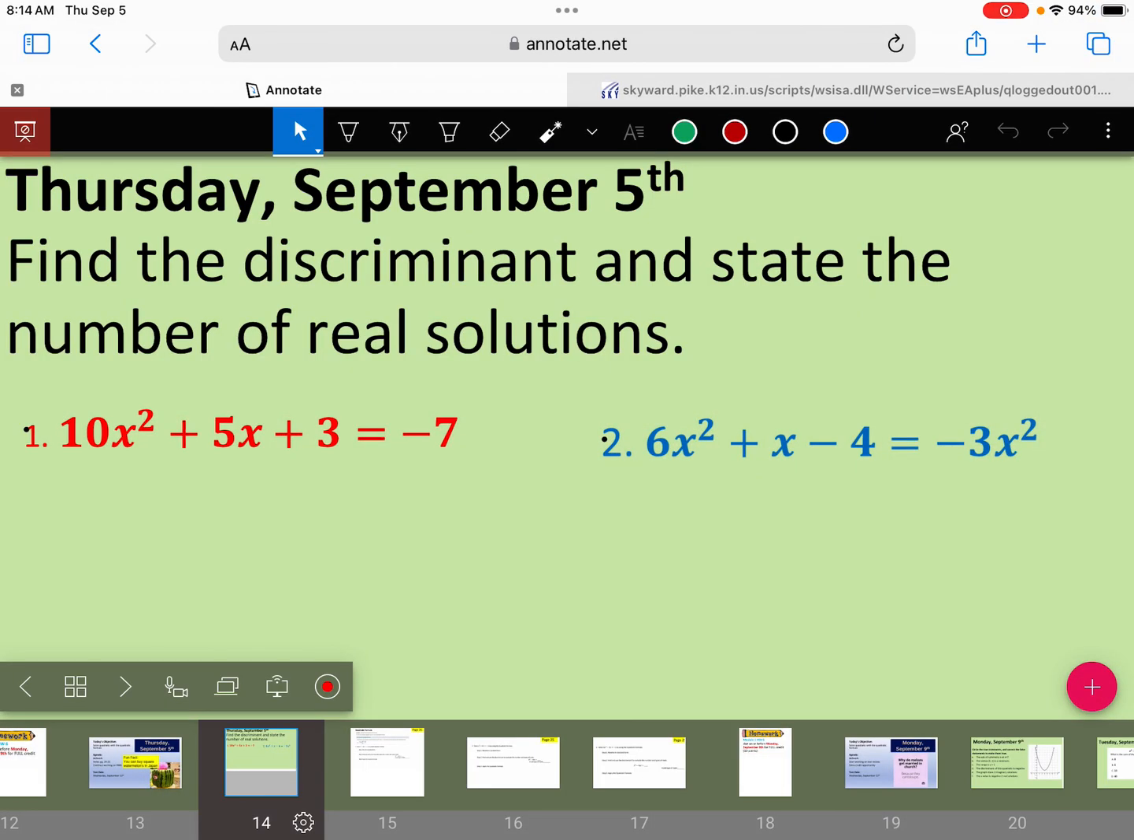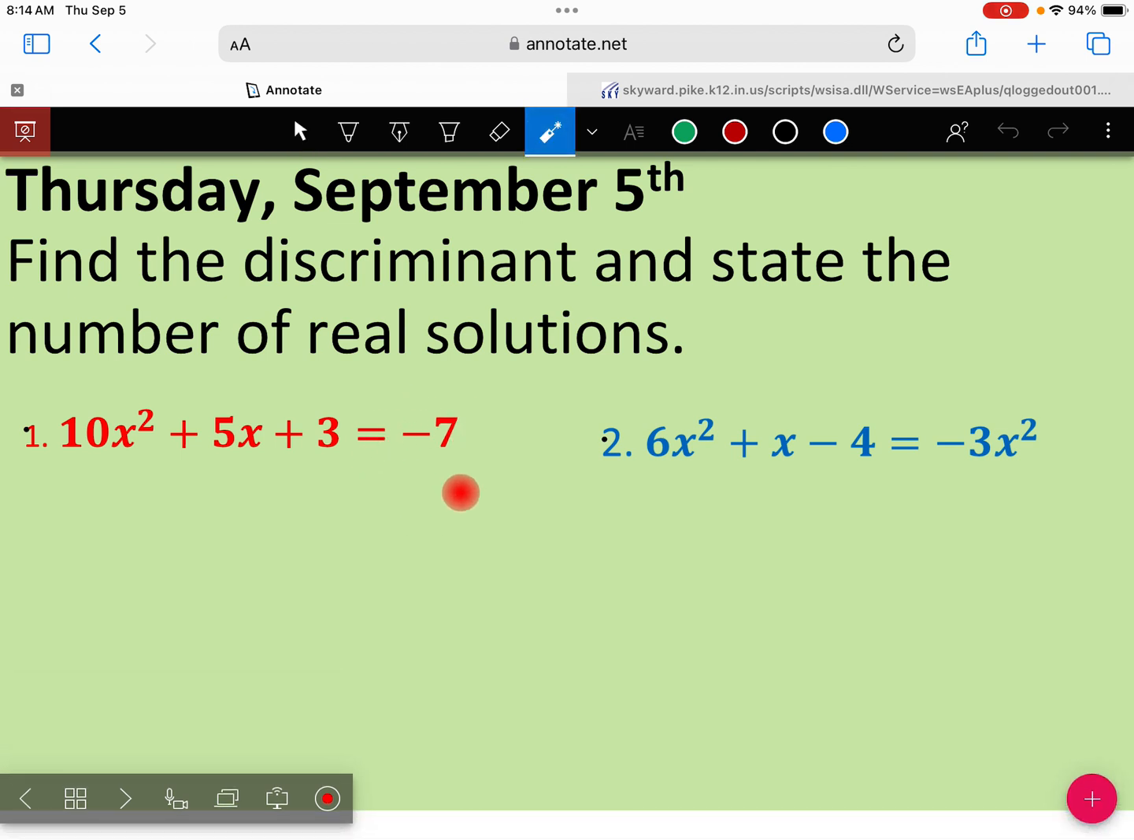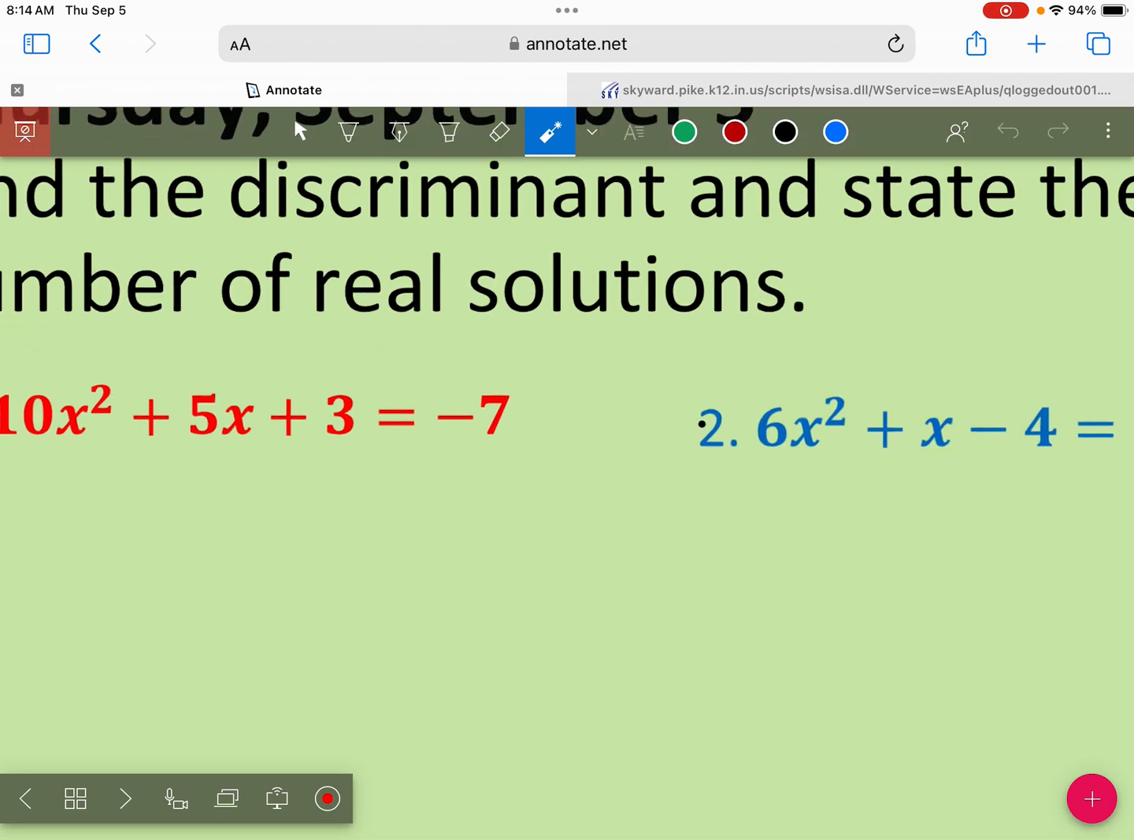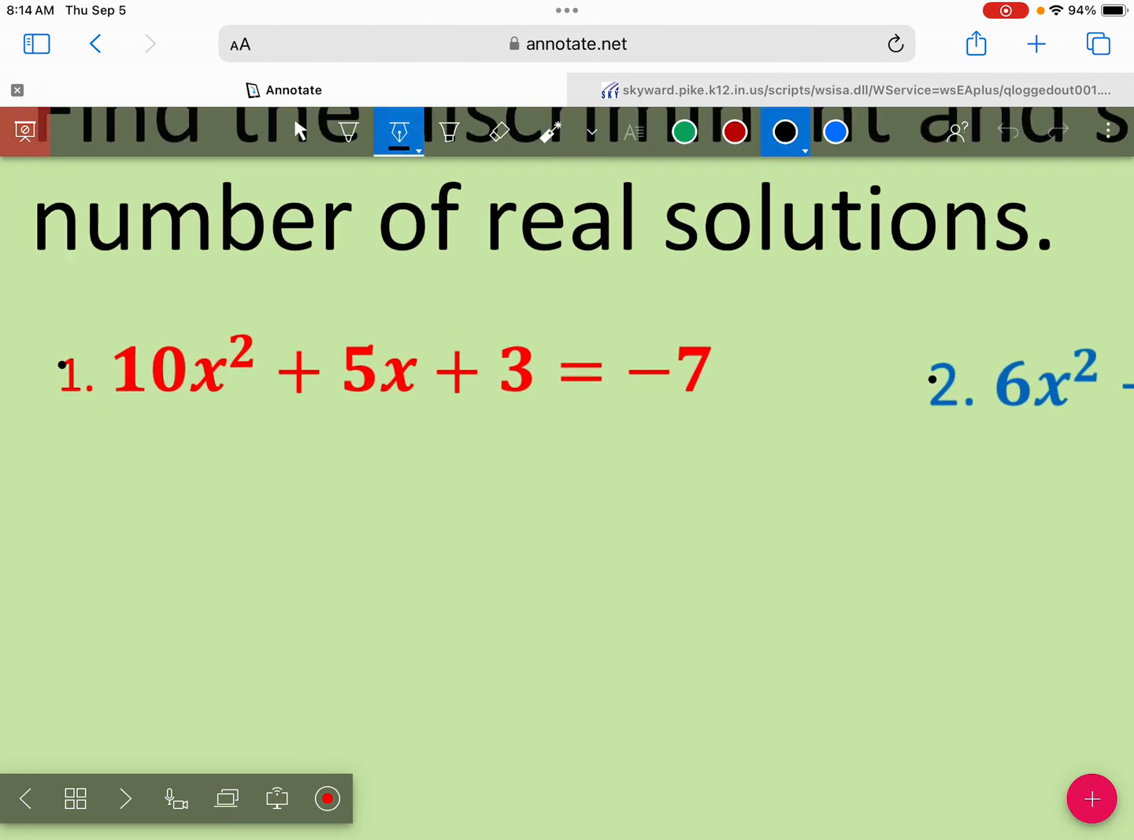The first thing you always have to do, whether you're doing factoring, quadratic formula, or finding the discriminant, is make sure it's set equal to 0. So notice how this first one is equal to -7. So we need to start by adding 7 to the other side.